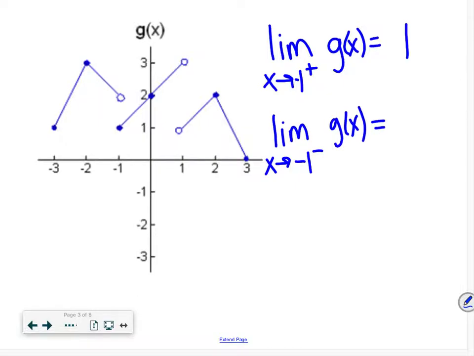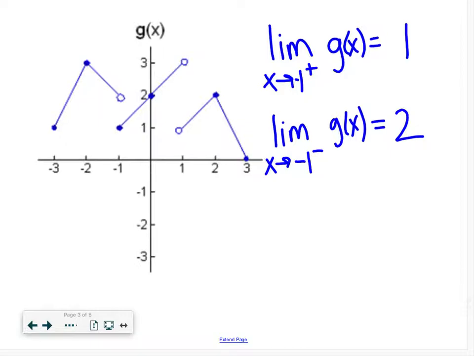The limit as x approaches -1 from the left side. Here's -1 from the left side. We're approaching that hole, which is at 2. We can have that. Okay, that's fine. A right-sided limit, just look at the value of the y. Left-sided limit, look at the value of the y.